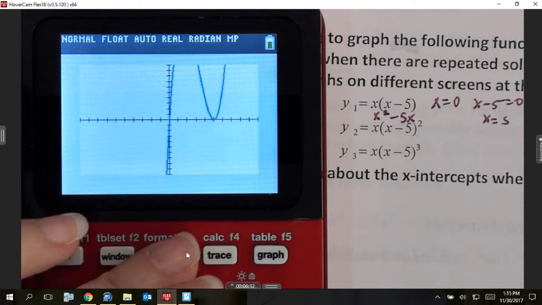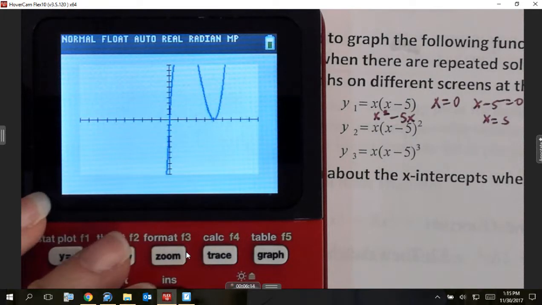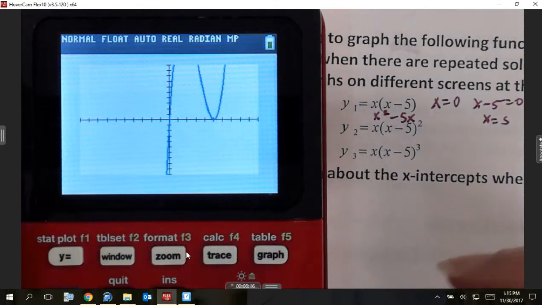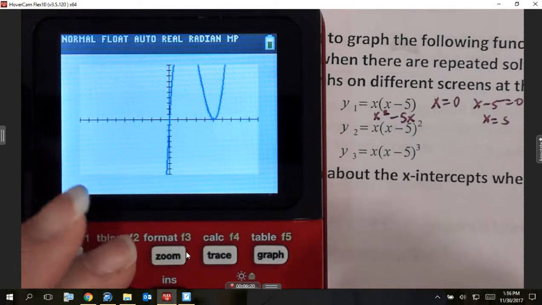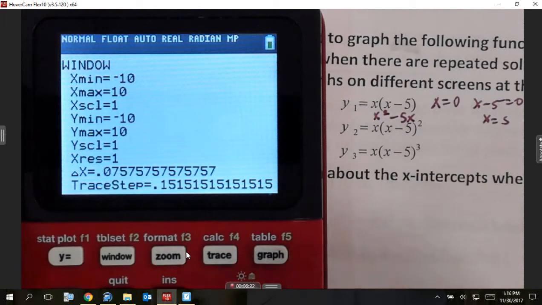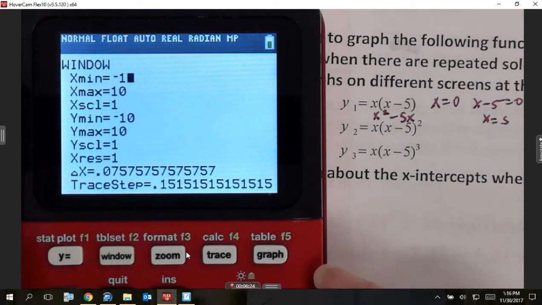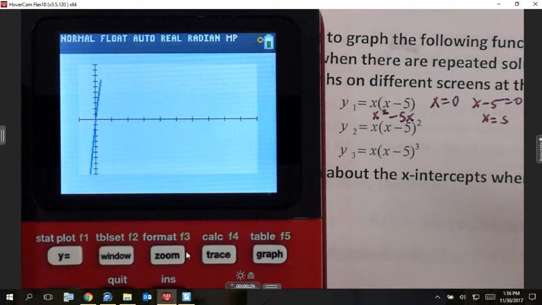Now, I'm going to change my window just so you can see a little bit better what's happening, especially if you have a not a color one, a little bit easier to see. So I'm changing, you don't have to change your window, but I'm going to. That didn't help very much.